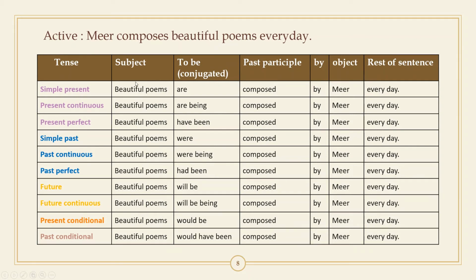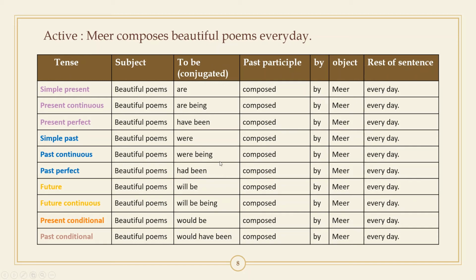Now look at the structure. Mir is the subject in the active sentence, composes is the verb, beautiful poems is the object. So beautiful poems, the object of the active sentence, has now been placed at the very beginning. So it is now the subject of the passive voice. And of course, beautiful poems is plural. That's why the be verb used is are, and then the main verb in past participle, composed, then the preposition by, then the object, and the rest of the part.